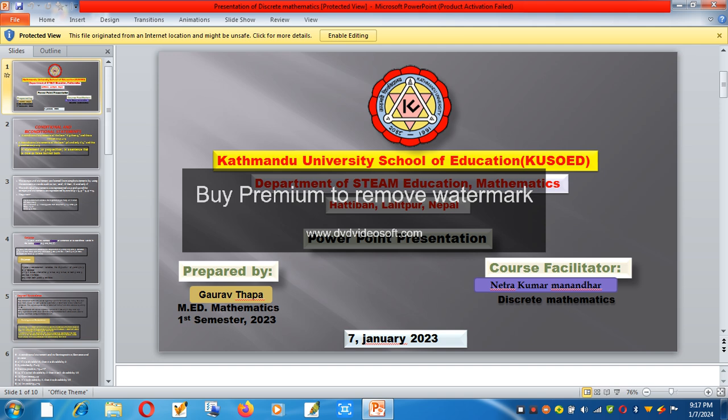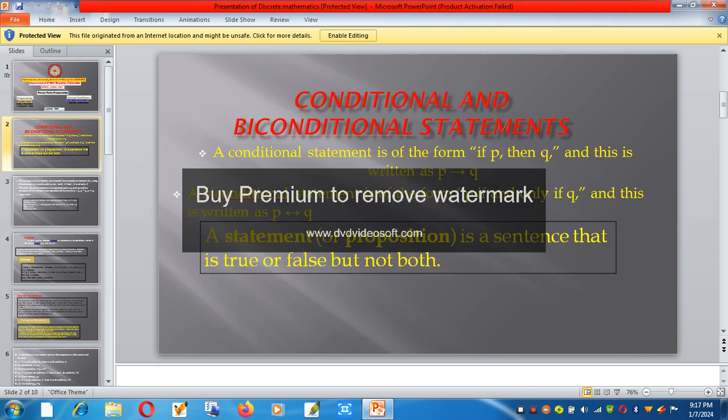Today I got a topic of conditional and biconditional statements, in which we are going to discuss various things. First of all, let's discuss what is meant by conditional statement. A conditional statement is of the form if P then Q, and this is written as P implies Q. A biconditional statement is of the form P if and only if Q, and this is written as P double implies Q.